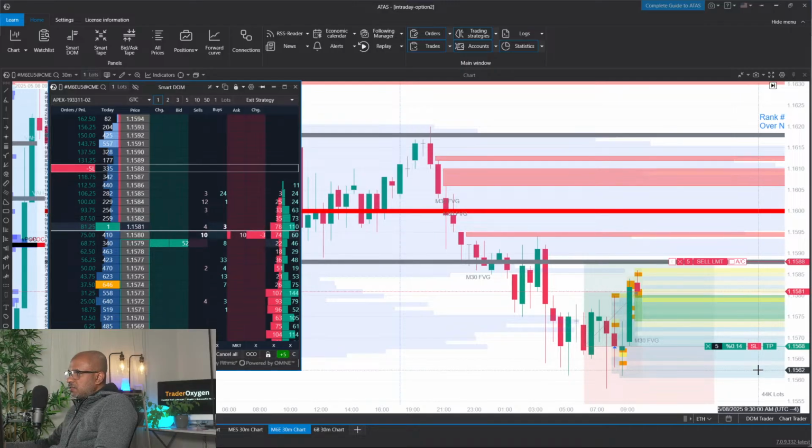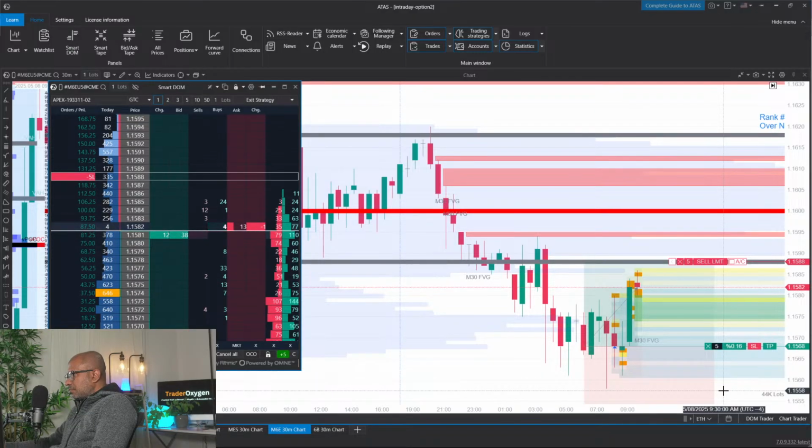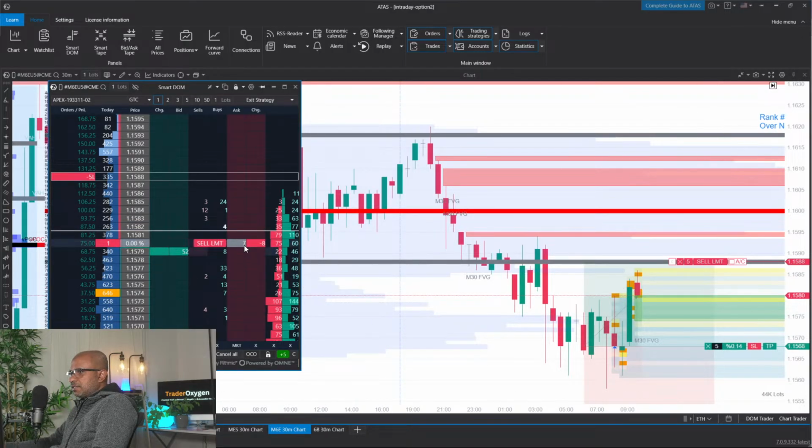So we're looking at what the price is doing. Basically, we have to monitor and see. You can see more passive buyers are emerging, but sellers are also pushing the price down. That's why this big red wick is forming.